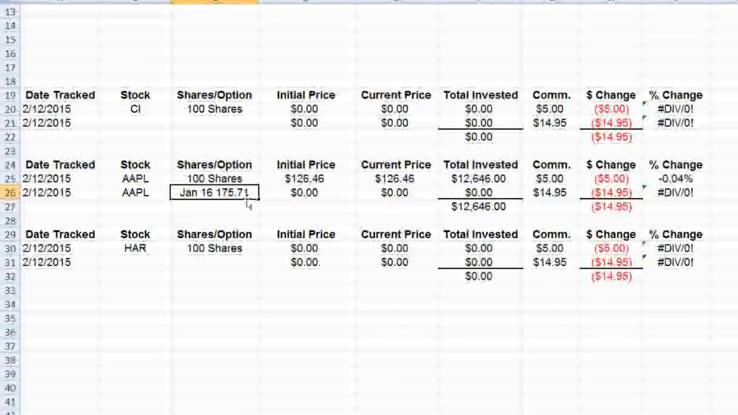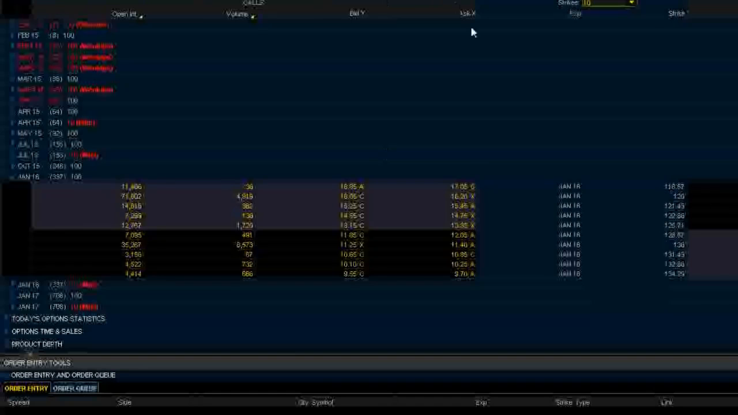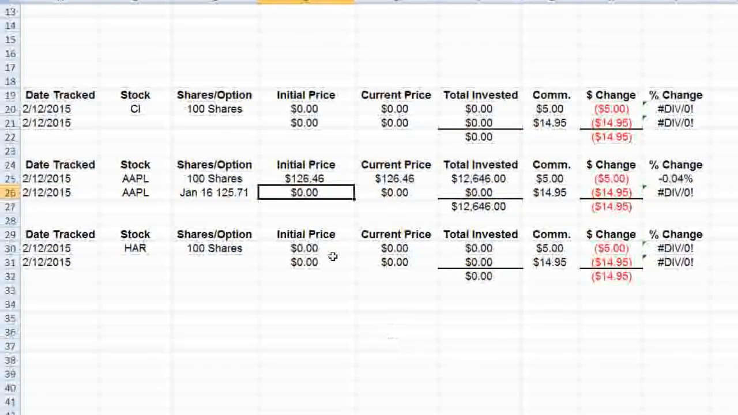125.71. Wow, I was way off. Okay, we buy at the ask, sell at the bid. I confused some people in the book, and I've since simplified it. If you were to buy an option, you buy at the ask price. When you go to sell, you generally sell at the bid price. It's like an auction. So we're going to buy at this ask price, $13.35.